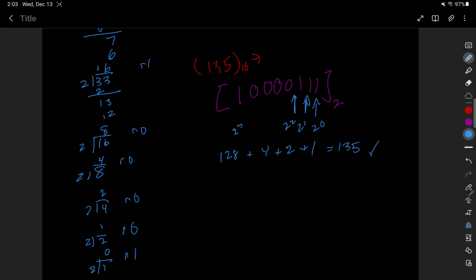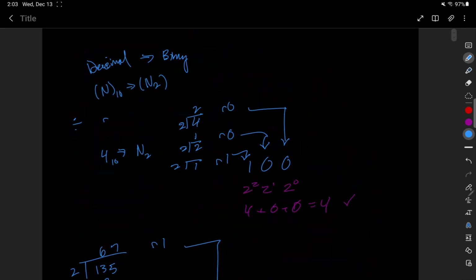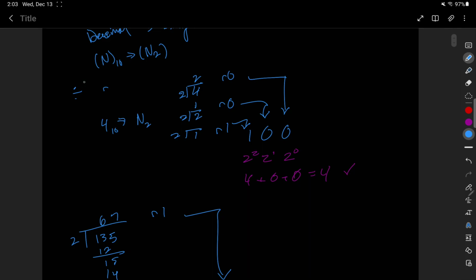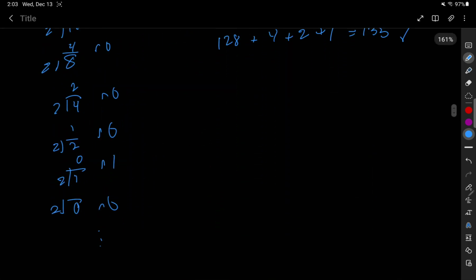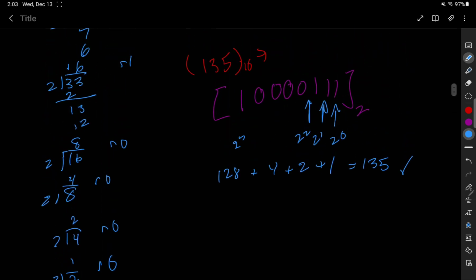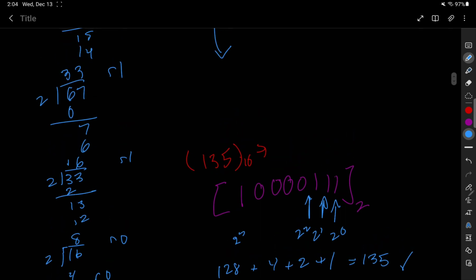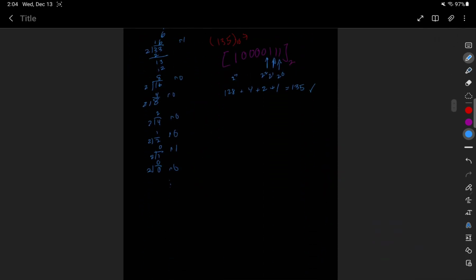So that pretty much sums up how you can convert decimal to binary. The process is you divide a whole lot and you get a remainder. You keep the remainders until you get 0 as your quotient, and once you get a bunch of zeros, you know you can end there. It's kind of straightforward. So yep, that's pretty much it.